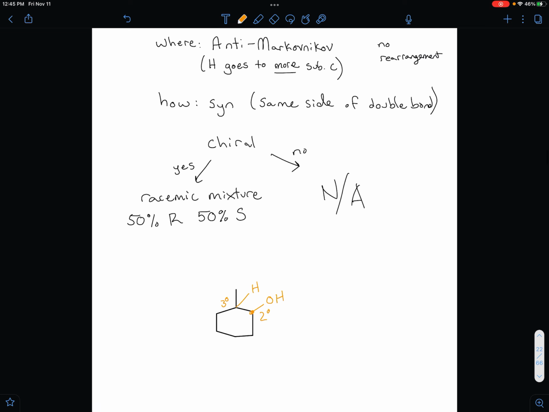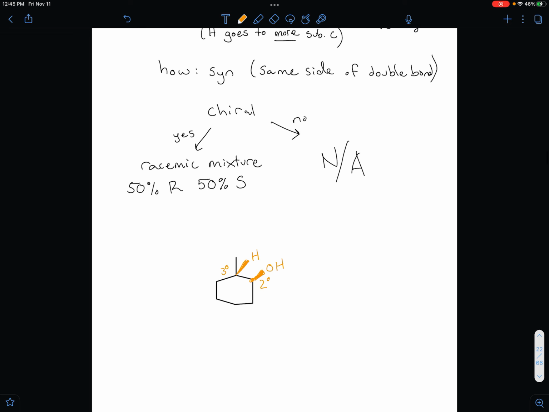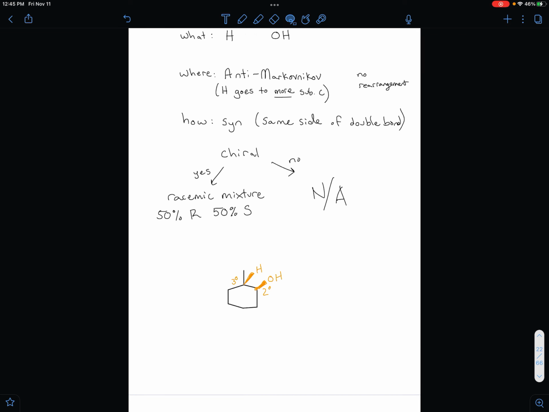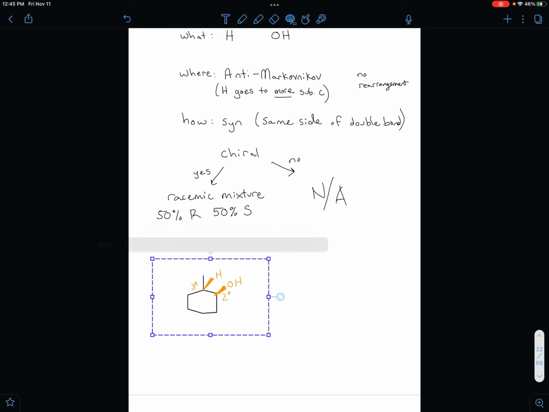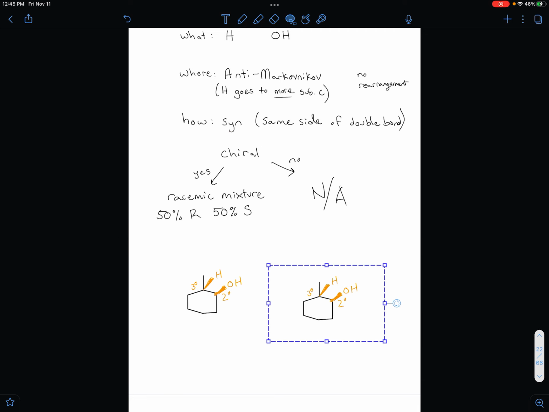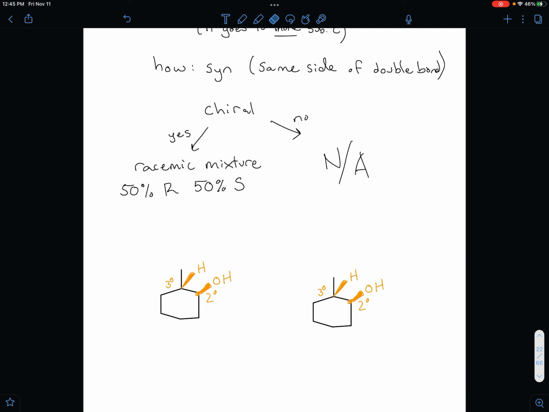Now how? In this case, we have a ring and we have two chiral centers. And because of that, we have to make sure that these two groups, the hydrogen and the OH, are adding on the same side of the double bond. So they'll either both be coming out at us, and notice, because they're both coming out at us, they're syn on the same side of the ring or the double bond, or they're both going away from us.